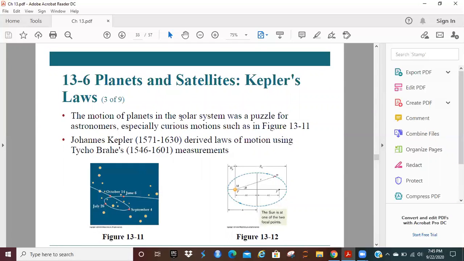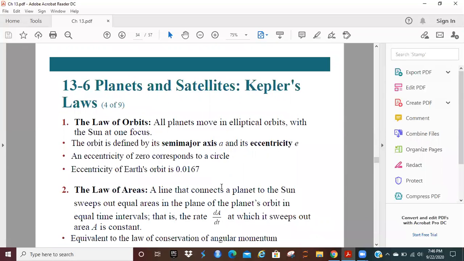So the motion of planets in the solar system was a puzzle for astronomers, especially a curious motion such as what you see here, where it kind of looks like it loops back on itself. Johannes Kepler and Tycho Brahe were working on the problem. Mr. Brahe there was taking several measurements. Kepler said, hey, maybe I can come up with some laws of motion. Sure enough, he did. And this is a part of what he came up with.